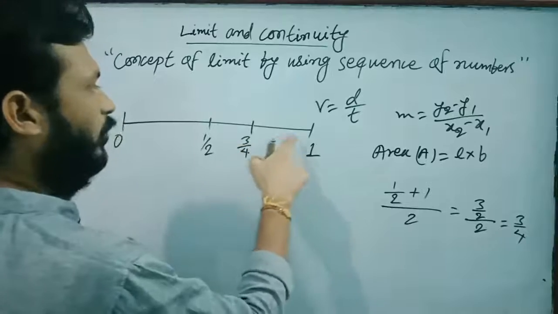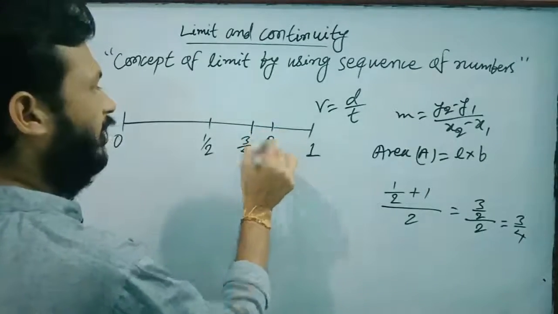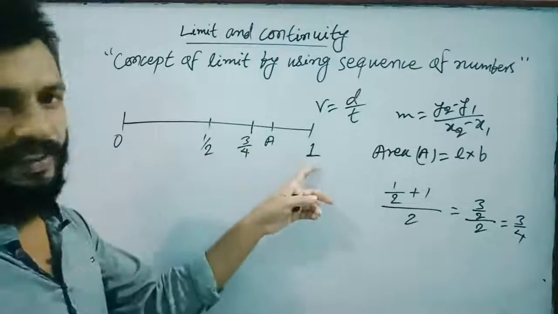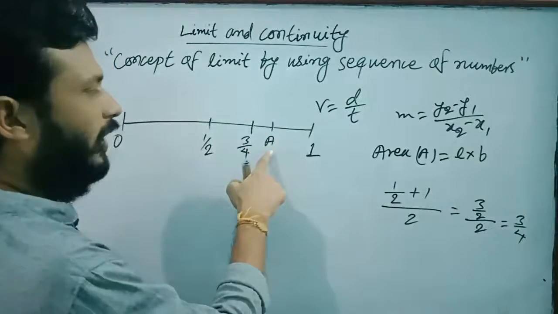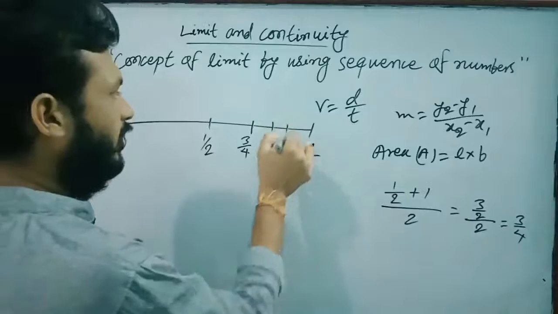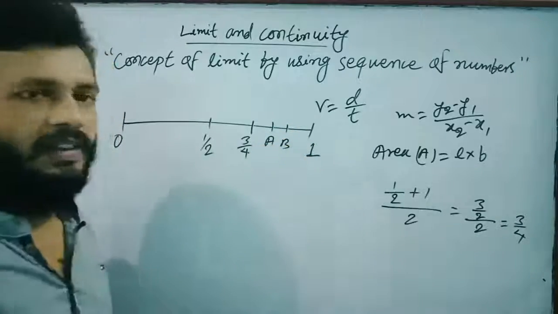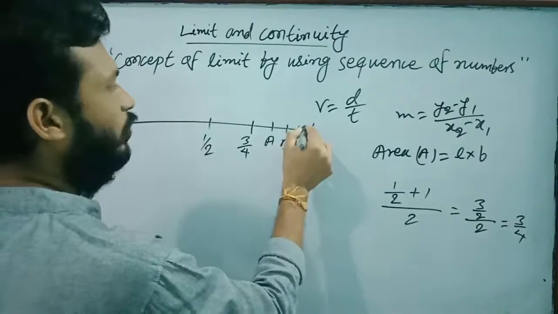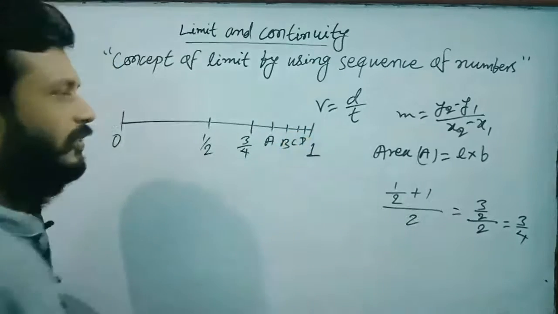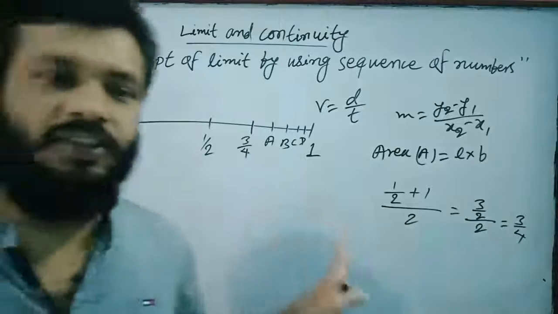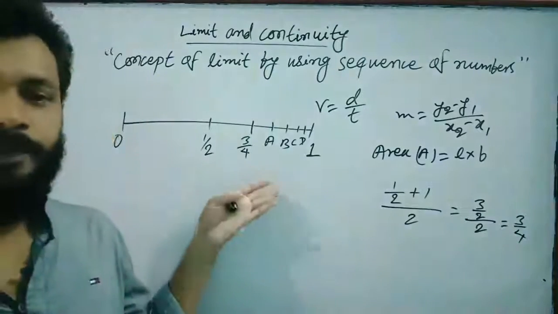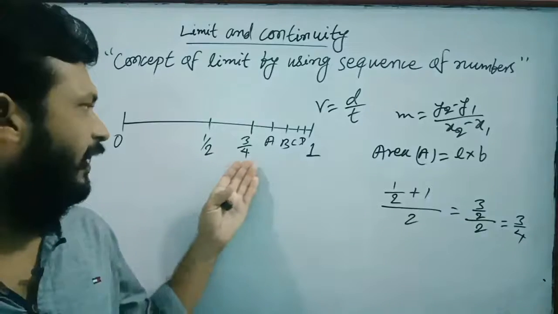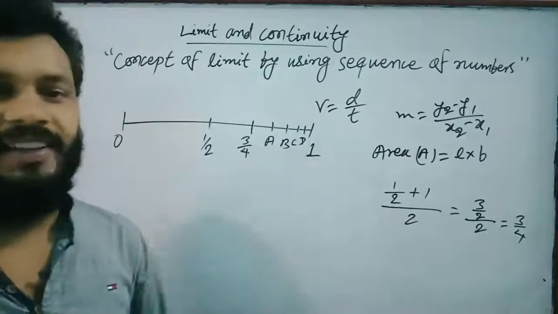Then again, suppose now its midpoint is A, from 3/4 to 1. Then from A to 1 the midpoint is B. Then B to 1, C. Then C to 1, D. So, can you guess the values of A, B, C and D?